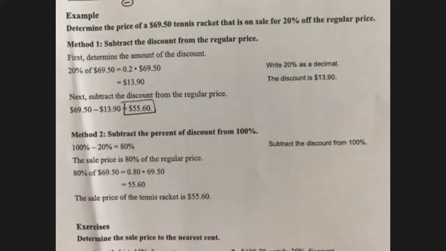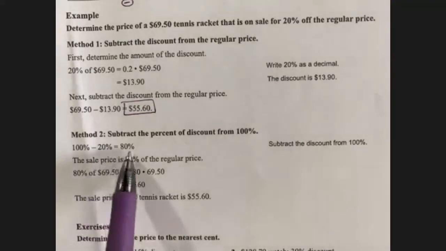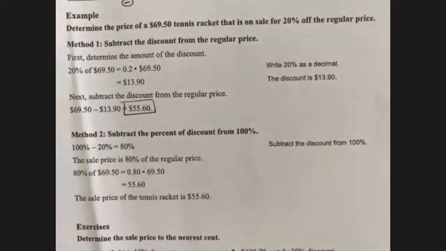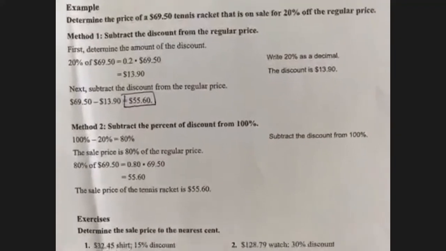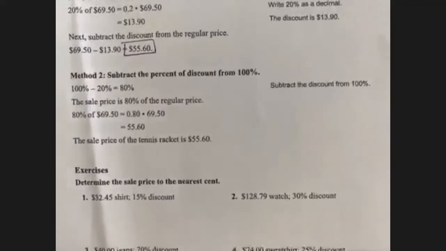Sometimes when I want to know the sale price, or I have the sale price but I didn't know what the original regular price was, then I can take 100% and subtract the 20% off I was getting on the racket, which means that I pay 80%. So if 20% is coming off, I'm paying 80%. So 80% of the $69.50 original cost on the racket means that $55.60 was my sales price. And so it's just another way to get to the answer without having to do the subtraction, kind of like we did with the tax and the tip and the markup before.